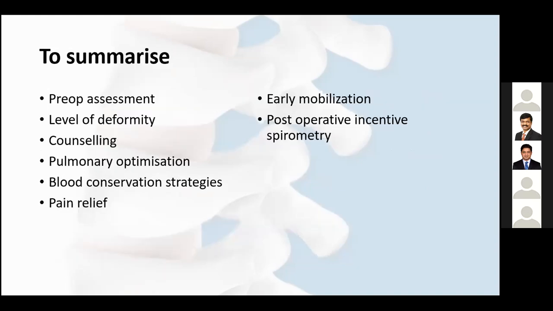So managing a patient for scoliosis surgery starts from the preoperative period, right from when the patient is scheduled for the surgery. It starts even weeks before surgery, right from optimizing the hemoglobin and assessing the level of deformity, proper counseling of the patient, and pulmonary optimization. The blood conservation strategy should be explained to the patient, and we should be well prepared for that. Adequate pain relief in the post-operative period is very important, which helps in early mobilization.